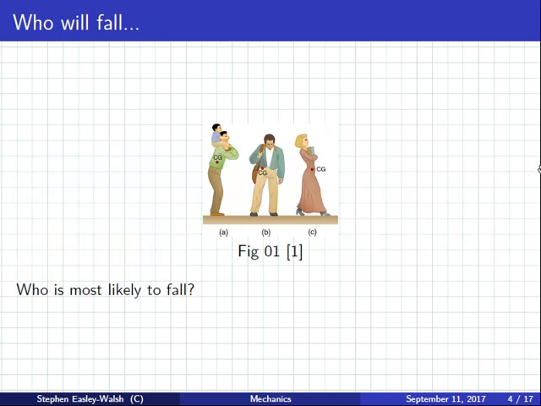Okay, so in these three pictures, who is most likely to fall? A. And what's the reason? Yeah. So we kind of understand that when the centre of gravity is high, it makes it easier for it to fall. This is very important in engineering. Can you think of an example in real life, in engineering, in manufacturing, where this is a really big deal?